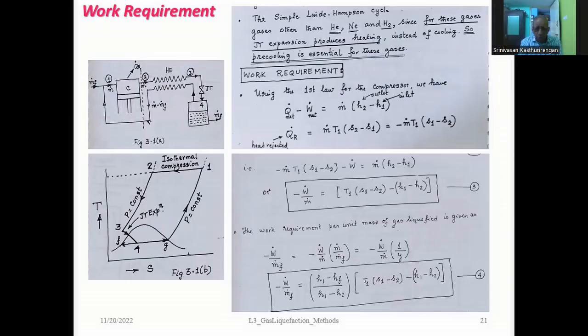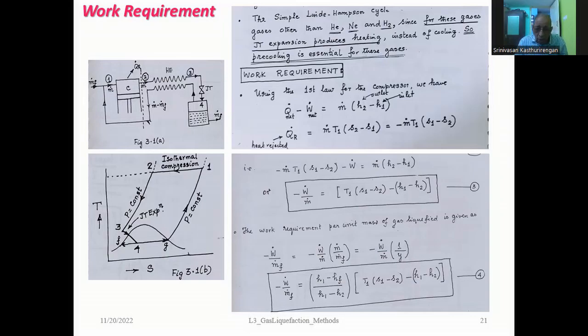So now combining these expressions, you get the ultimate expression as minus W dot by m dot is equal to T1 into (S1 minus S2) minus (H1 minus H2). Please remember this expression is almost the same as what we had in the case of ideal work for liquefaction, except that earlier it was SF and HF, whereas here it is S2 and H2. These are the values which we are choosing. Now, this is for the work requirement for unit mass of gas that is compressed.